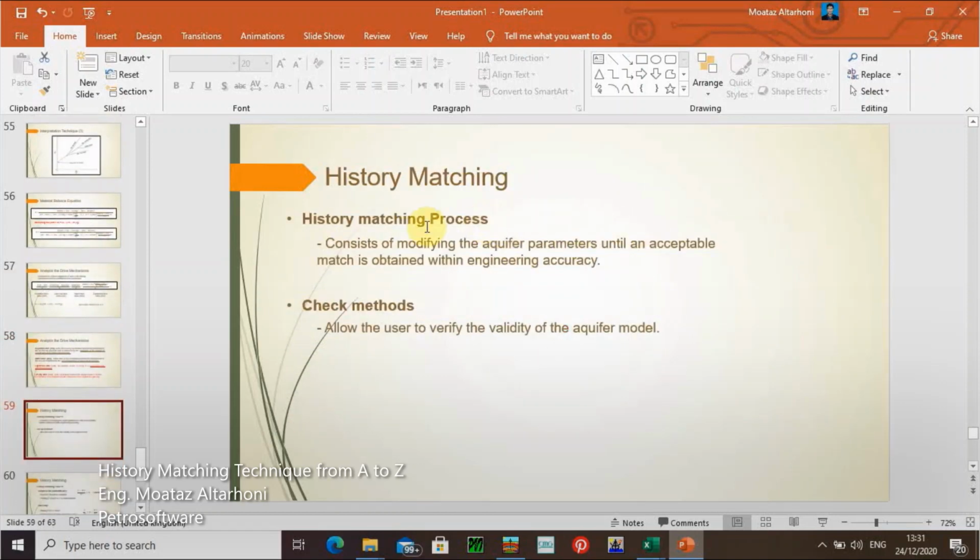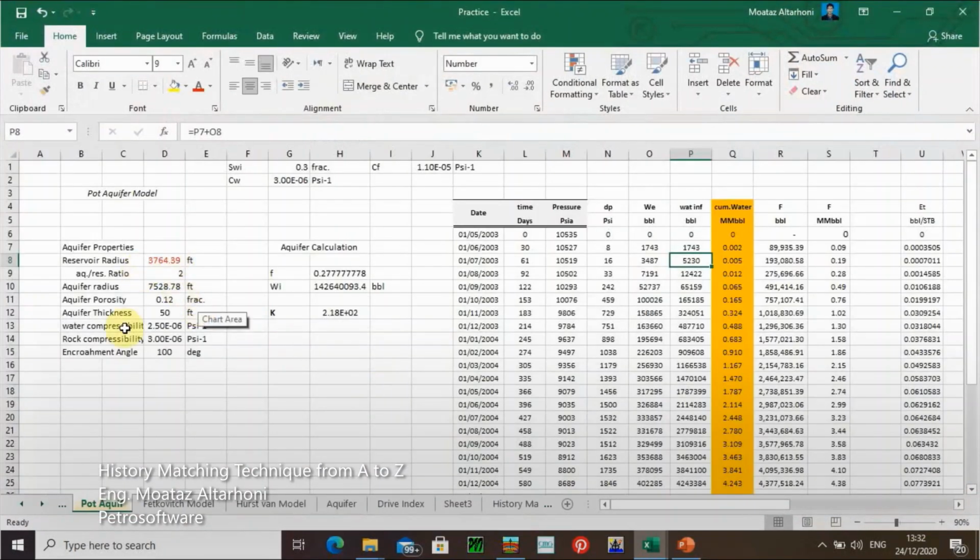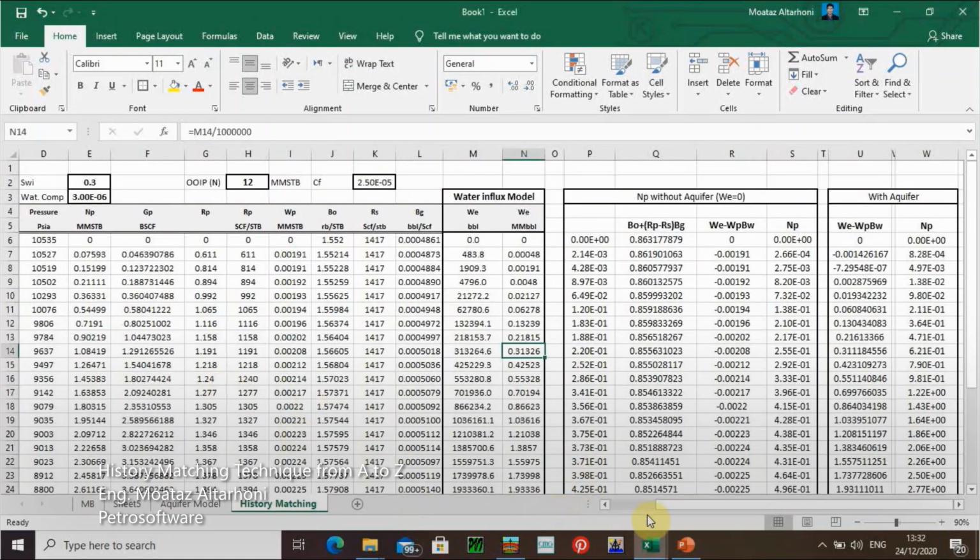What's the advantage of using history matching? It's that I'm not sure about my aquifer parameters, so it consists of modifying the aquifer parameters to be acceptable by our matching. So I am using here that's my wrong decision or my wrong prediction for my value here. So that will be, I will use this. So if I assume now this value is right, the aquifer thickness, or in my case here, sorry.